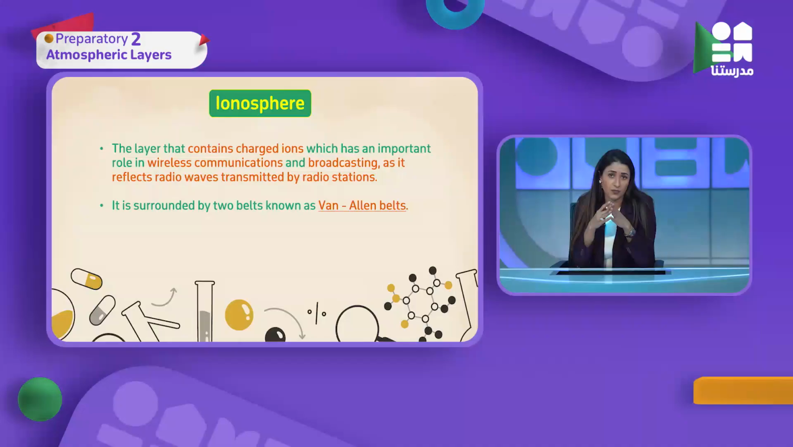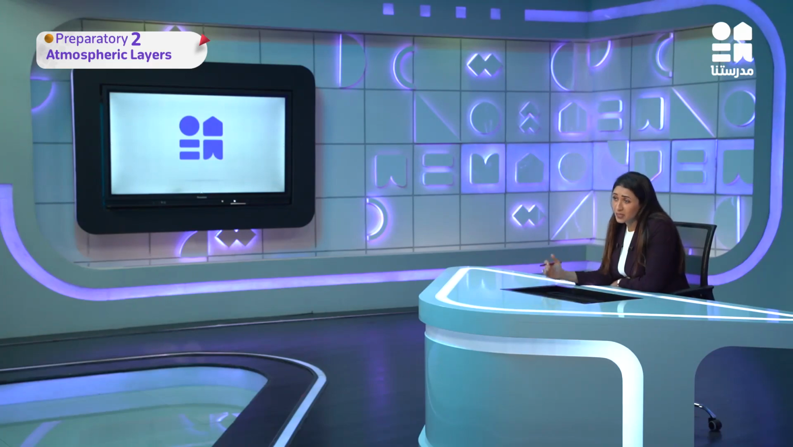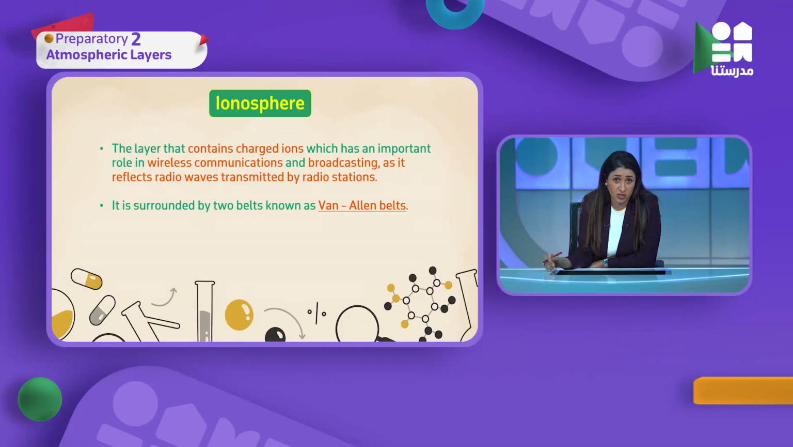طيب اللاير دي كمان ربنا سبحانه وتعالى خلقها surrounded by two magnetic belts سموها فان ألين belts. ليه؟ لأن اللي كان اكتشفها كان عالم اسمه فان ألين فسماها باسمه، فان ألين belts. والتو belts دول surround the atmosphere. طب ليه هما surround the ionosphere؟ They protect it from a very harmful radiation. radiations دي بتيجي from the sun، اسمها cosmic radiations.